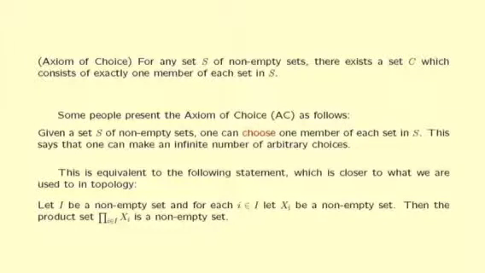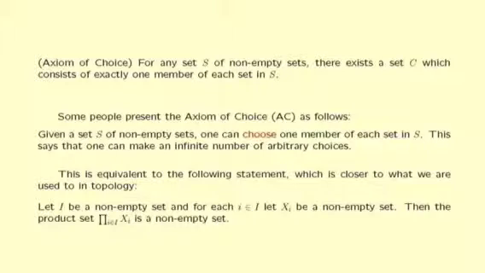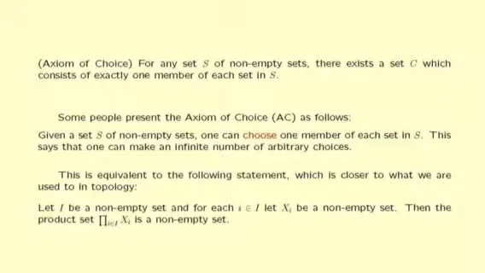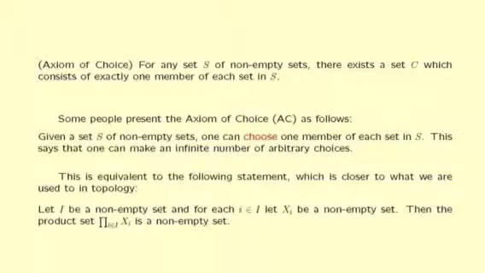Some people present the axiom of choice as follows. Given a set S of non-empty sets, one can choose one member of each set in S. So what we're saying effectively is that one can make an infinite number of arbitrary choices.